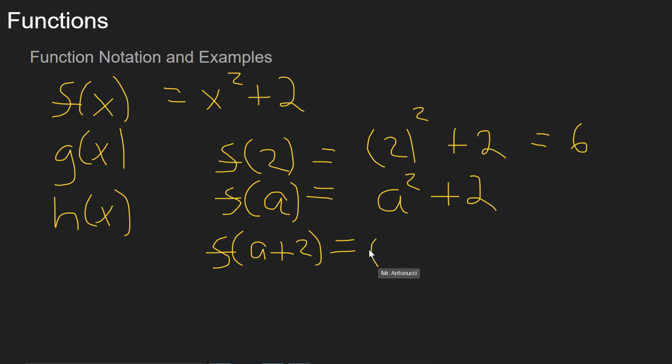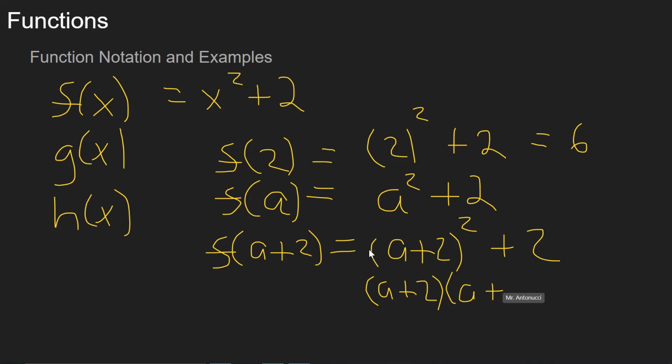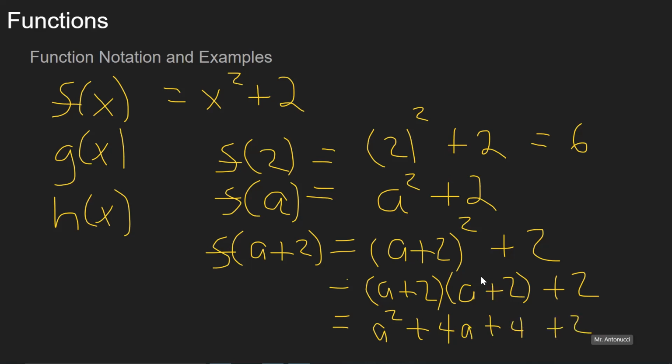So it would be (a plus 2) squared plus 2. Now, when you square a binomial like this, remember, you can't just square the a and square the 2. You have to multiply them together. In other words, you would have to FOIL that out. The first: a times a gives you a squared. The outers give you 2a, and the inners give you 2a, which simplifies to 4a. Plus the last: 2 times 2 is 4, and then plus the 2 at the end. So this whole thing simplifies to a squared plus 4a plus 6.